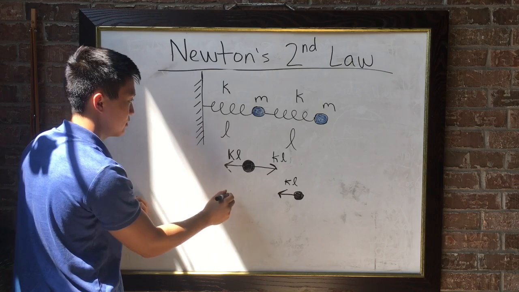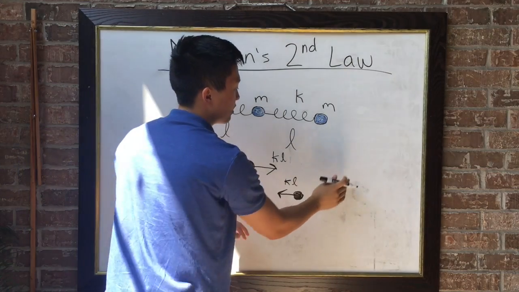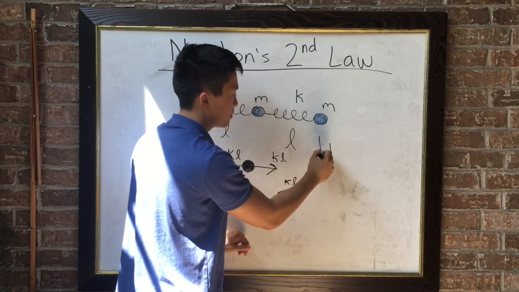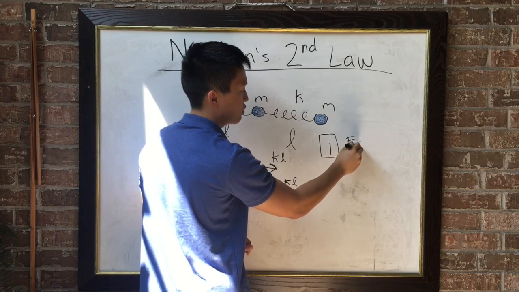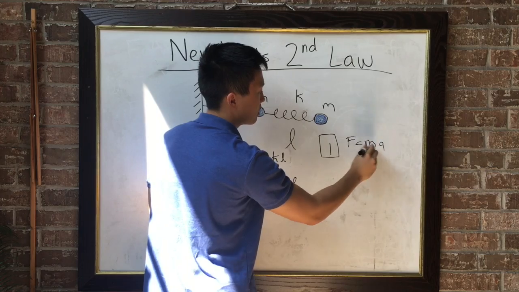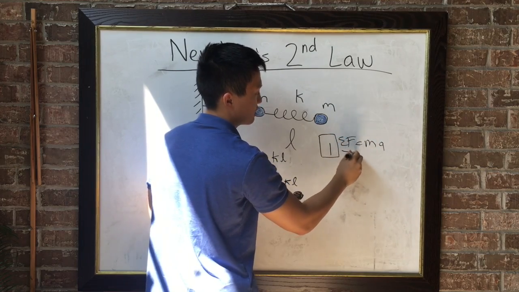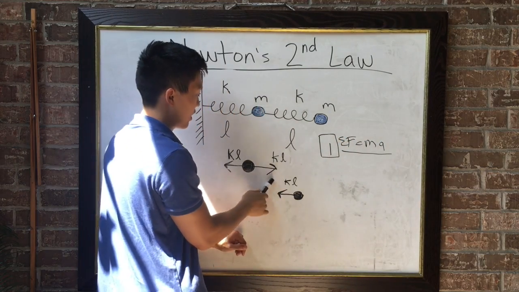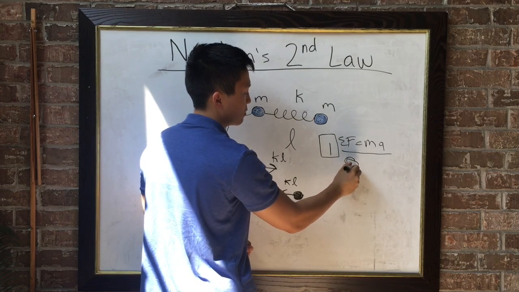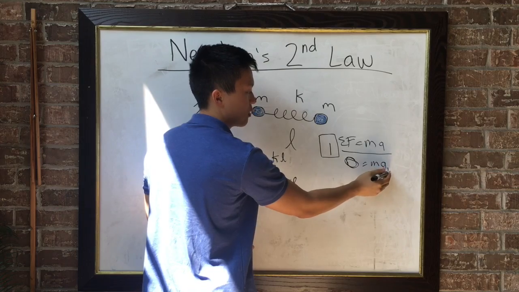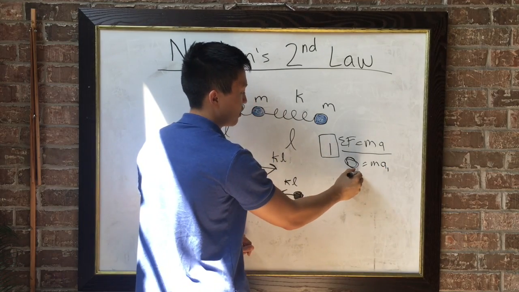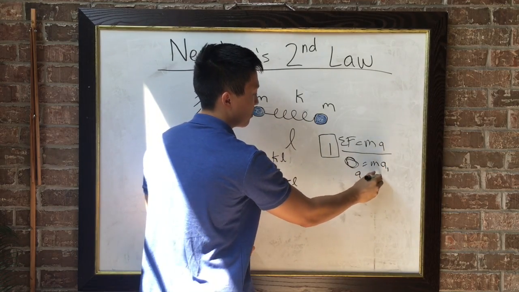For ball 1, I'll draw it up right here. For ball 1, we have F equals ma, the net force equals ma. So that means 0 will equal m times acceleration of the first ball. I'll say a1. So a1 equals 0.